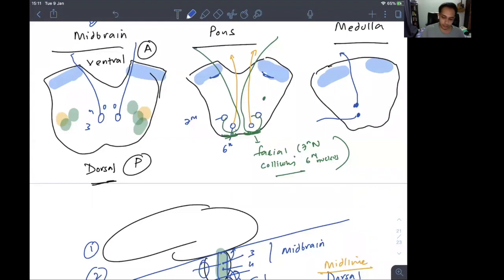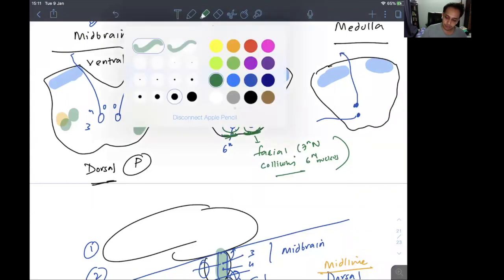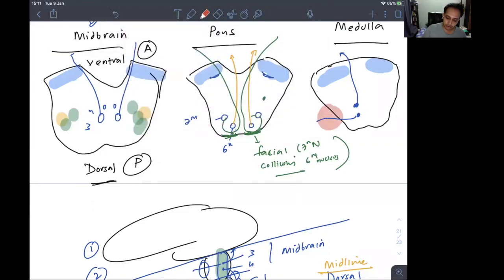Now, why is this important? Because supposing if there is a lateral lesion, your 10th nerve will get involved, and suppose there is a medial lesion, your 12th nerve will get involved. So we'll discuss this later, but roughly this is the distribution of your cranial nerve nuclei across the brainstem.